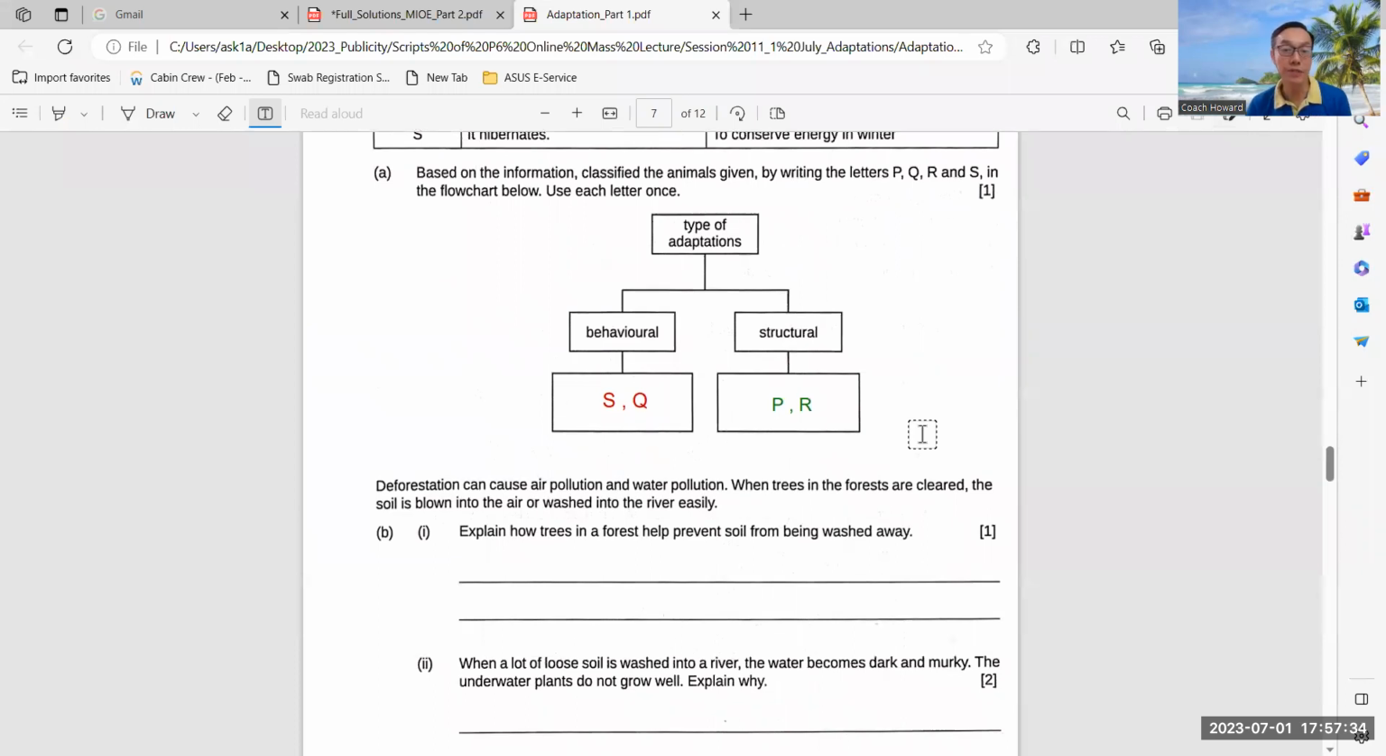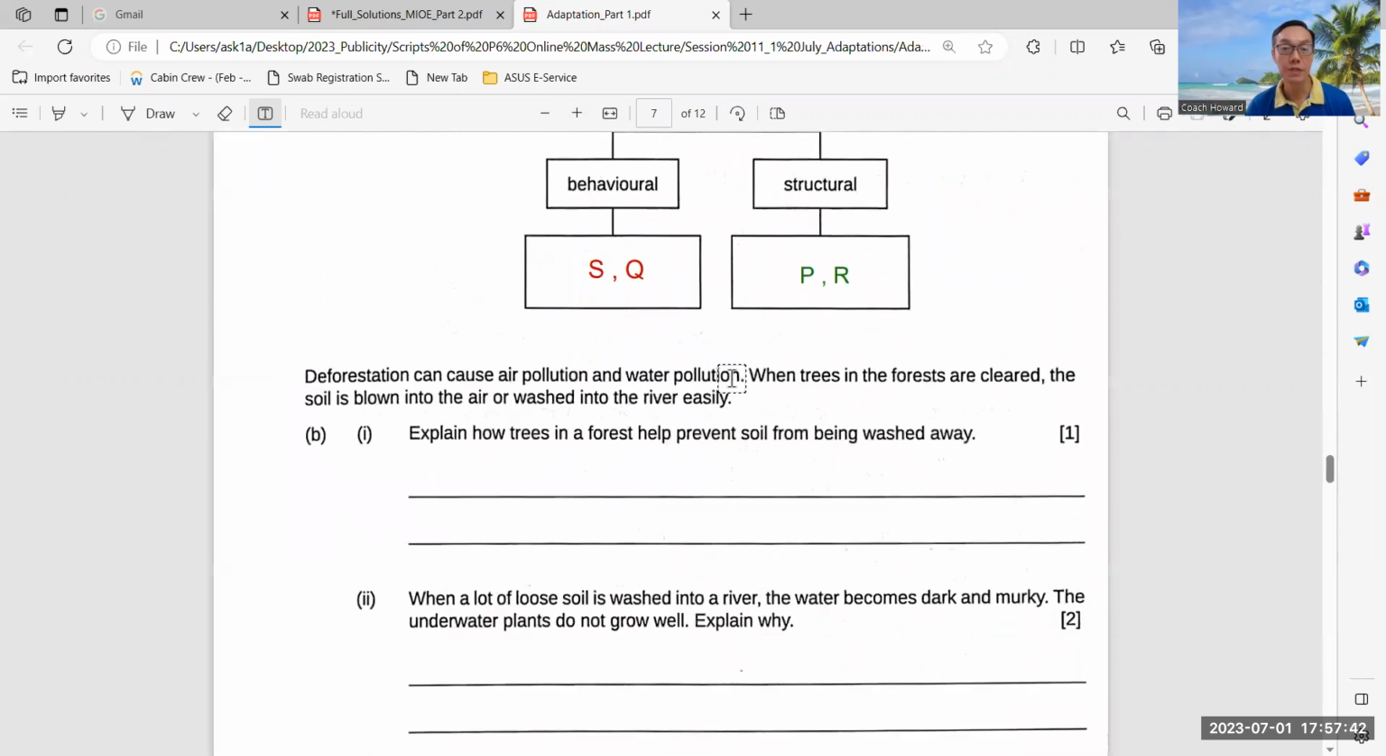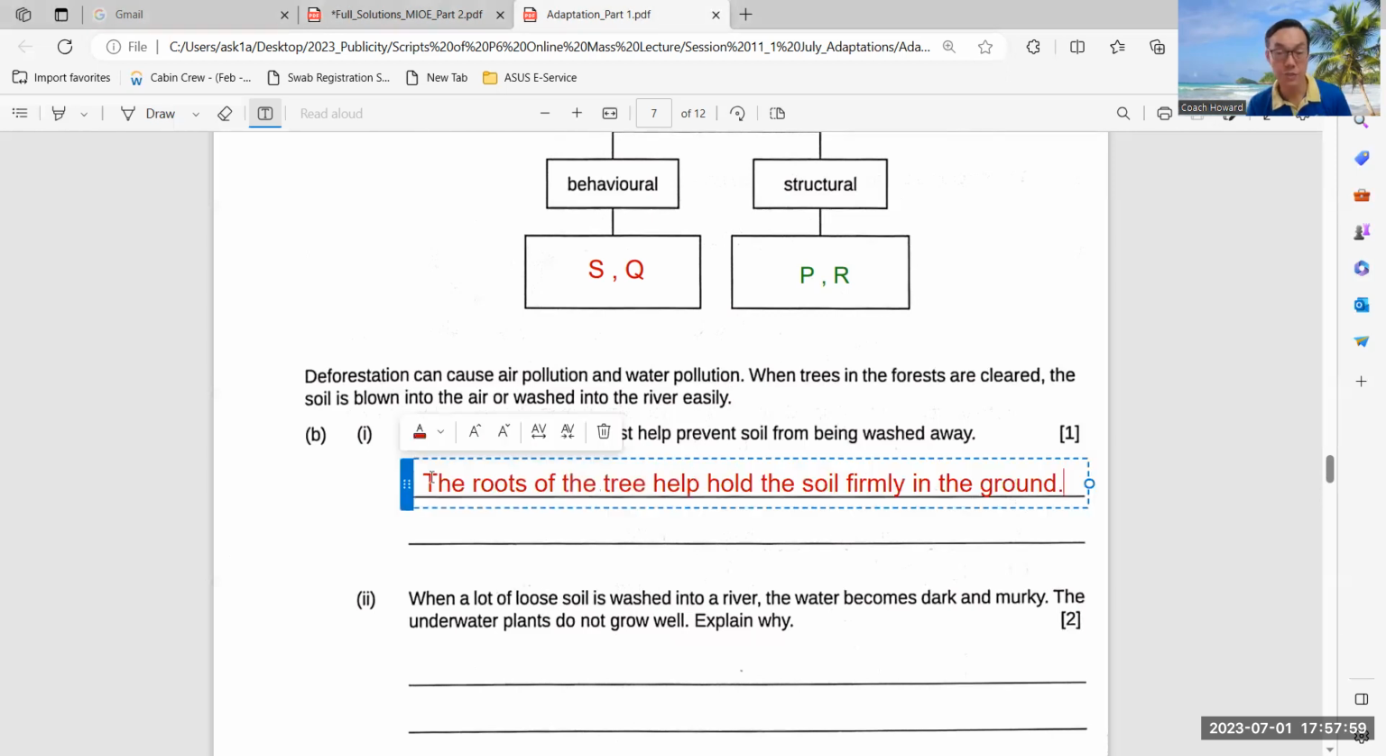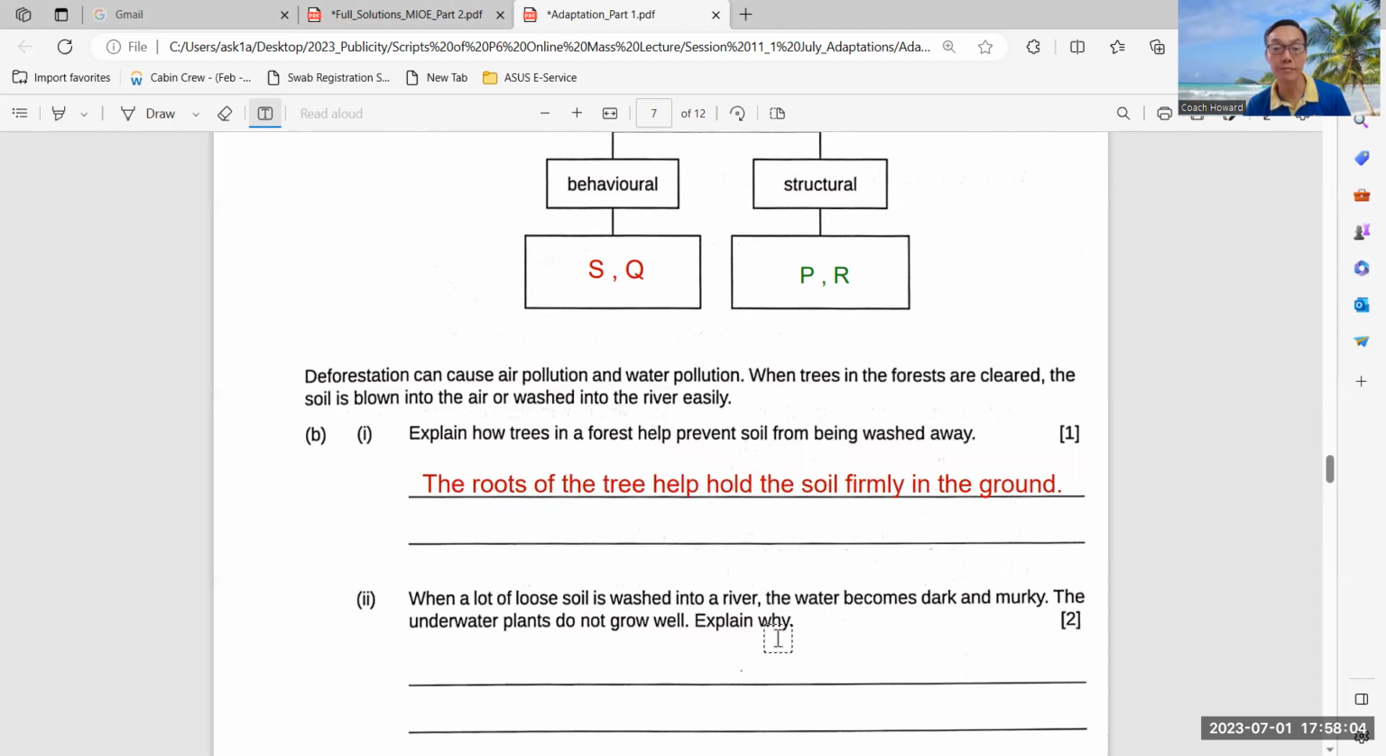Okay, next, deforestation caused air pollution and water pollution, which we have learned earlier. When trees in the forest are cleared, the soil is blown into the air and washed into the river easily. Explain how trees in forests help prevent soil from being washed away. This one you saw earlier, remember, Mr. Wong did the experiment. So it's the roots of the tree that help to hold the soil firmly to the ground.